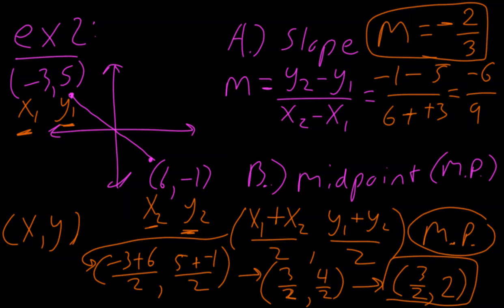Alright, so we have our slope, negative 2/3, and we have our midpoint, 3 over 2, comma 2. This should give you enough practice to be successful in these upcoming problems, and I'll see you guys in our very next section.